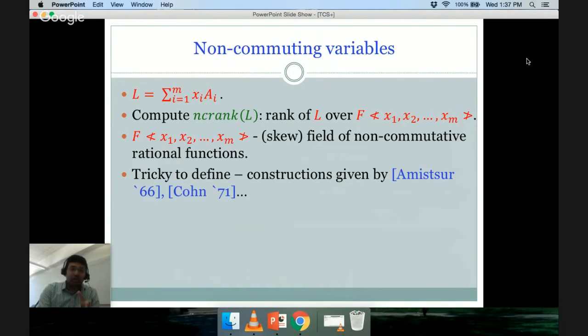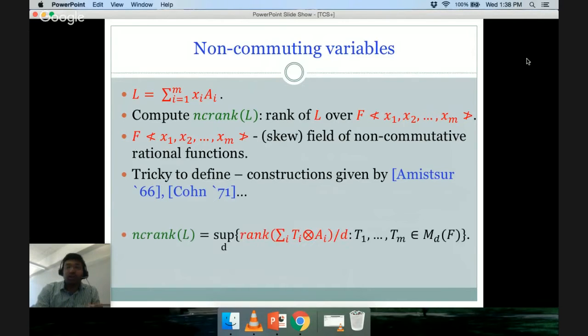So just to point out that constructions for this were given by people in non-commutative algebra. There's a typo. It should be Amitsur. So there are famous people, Amitsur and Cohn, who gave the constructions of this field. For the purpose of this talk, you can think of non-commutative rank as the following quantity.